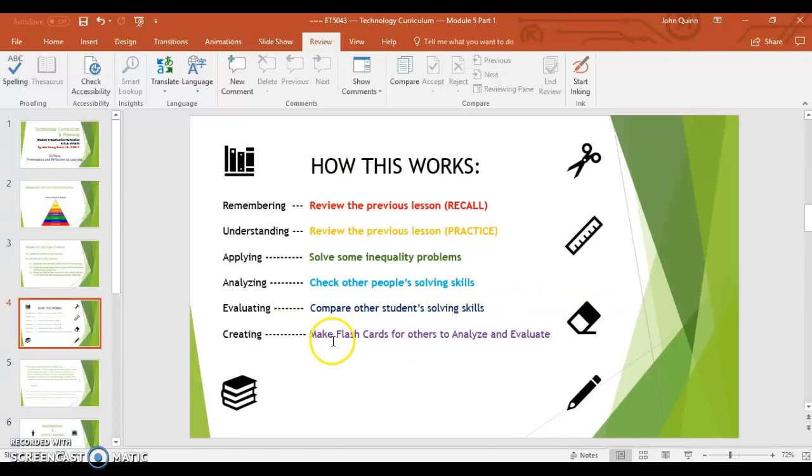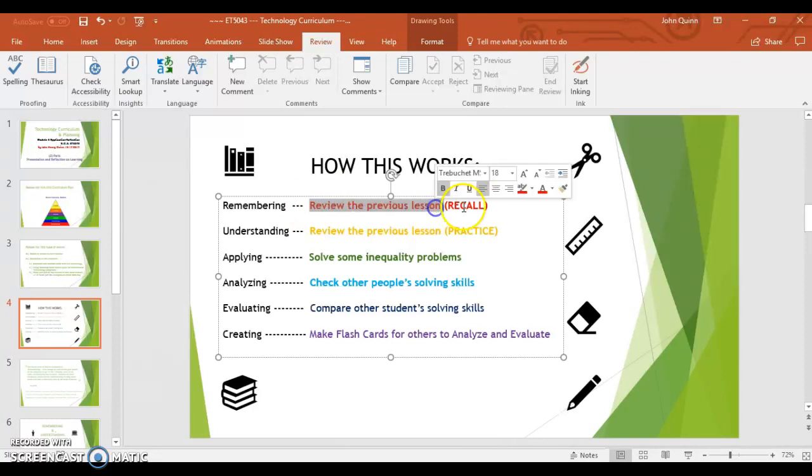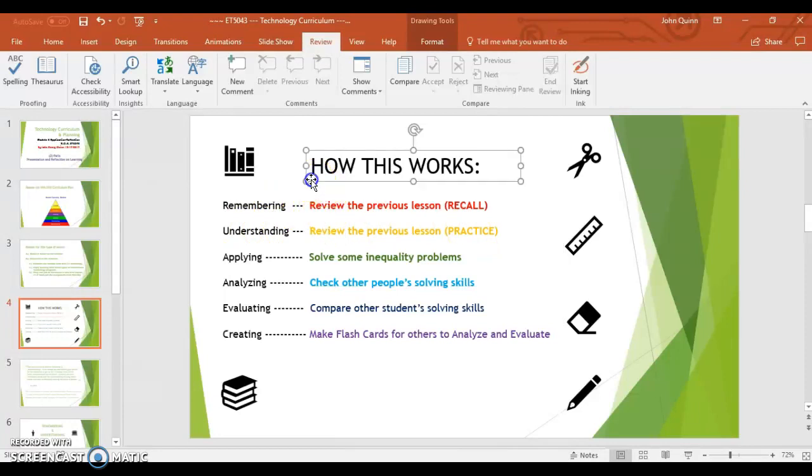Okay. Now how this works is you basically review from a previous lesson. You recall what that previous lesson is, and you remember by doing this. And by reviewing it, you also practice, and by practicing you understand, because you previously knew how to do this. When you review, you recall. When you review and practice, you understand. And then as it goes on, you'll solve some inequality problems.